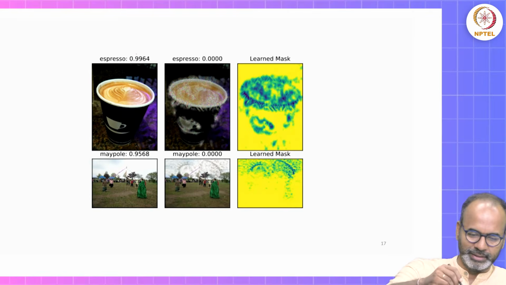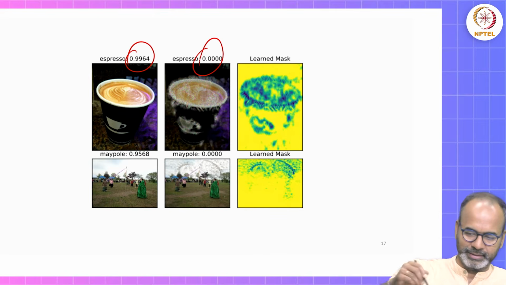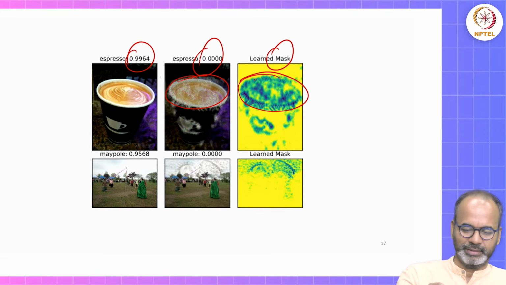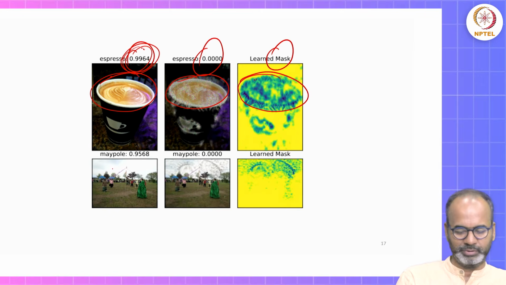If you see here, it's actually learning the mask here, and it is learning that it is espresso, and the score is very high here. And the maypole also. It is able to identify it much better because it has learned this through the mask.